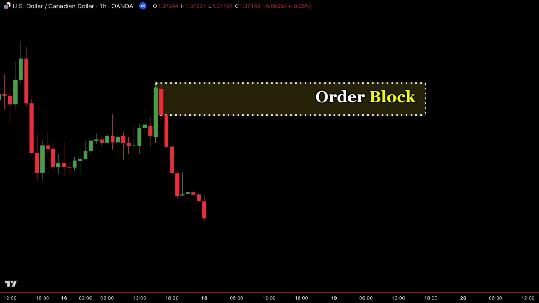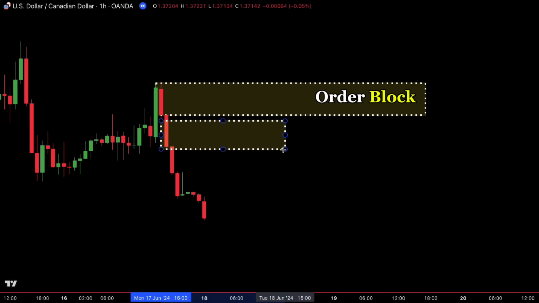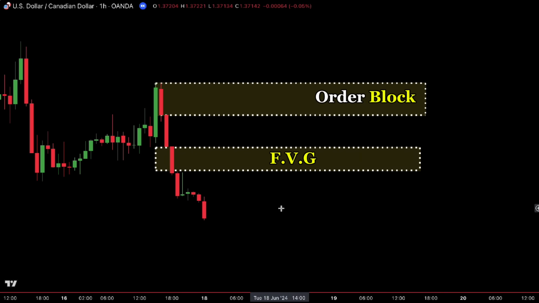Now, let me ask you a question. Why do we call this an order block and not just a supply zone? The answer is simple. An order block creates an imbalance in price. In this case, you can clearly see a fair value gap left behind. When this happens, the market is very likely to retrace, fill in that imbalance, and then reject the order block. That rejection is where we look for our entry.